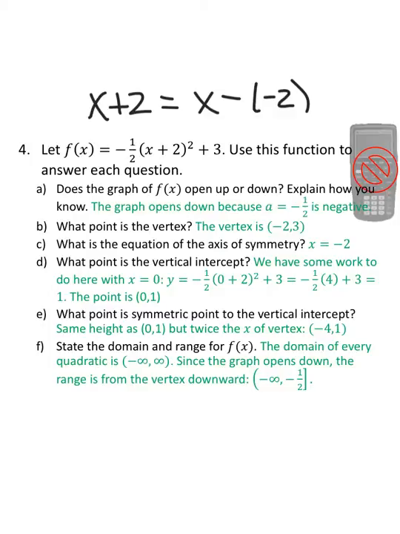The equation of the axis of symmetry is always a vertical line, so it's x equals, and it always goes through the vertex, so our number is given to us, in this case, as x equals -2.